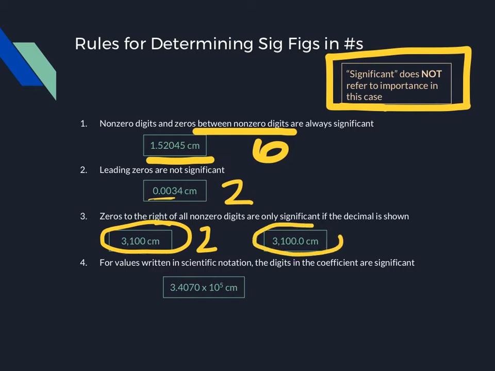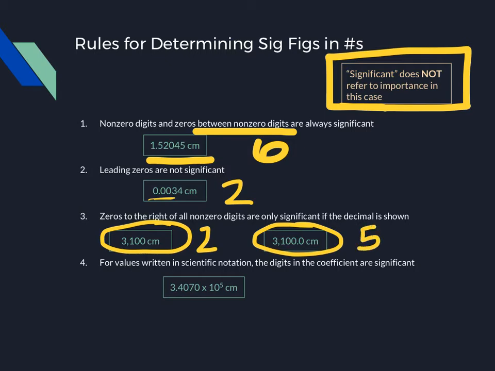In this case, though, notice the difference is that I have 3,100.0 centimeters. The decimal is shown in this case, meaning that the person actually measured all 3 of those zeros, and they want you to know that by putting the decimal there. So in this case, those 3 zeros would be considered significant. So we have 5 total in this one.